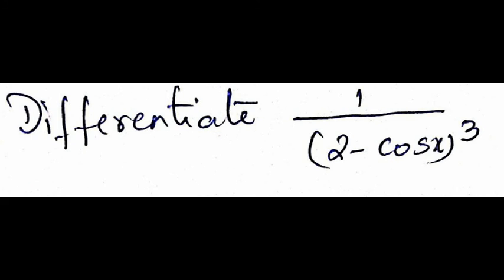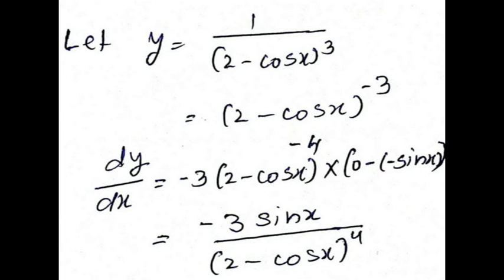Differentiate 1 upon 2 minus cos x whole cube. 1 upon 2 minus cos x whole cube can be written as 2 minus cos x whole raised to minus 3. Using the formula derivative of x raised to n is equal to nx raised to n minus 1, we get the answer minus 3 sin x divided by 2 minus cos x whole raised to 4.